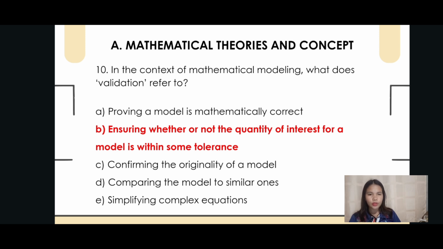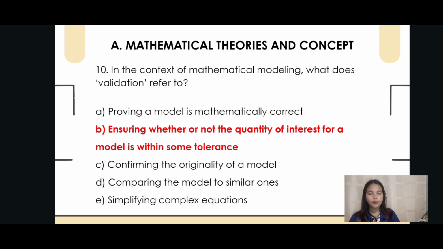So why? In the context of mathematical modeling, validation always refers to the process of determining whether the model accurately represents the real-world system or phenomenon it is intended to describe. Specifically, it involves checking whether the model's predictions are reasonable and whether the quantities of interest fall within an acceptable range or tolerance when compared to observed or experimental data. This ensures also that the model can be relied upon for decision-making or further analysis.